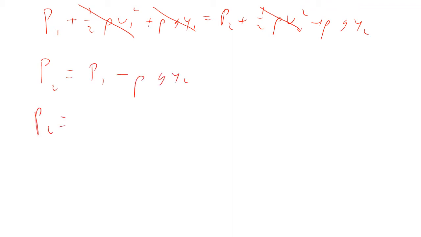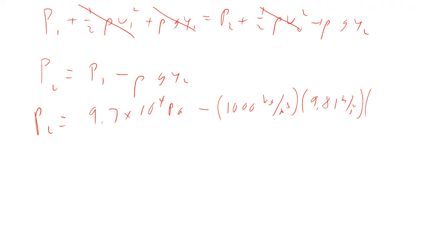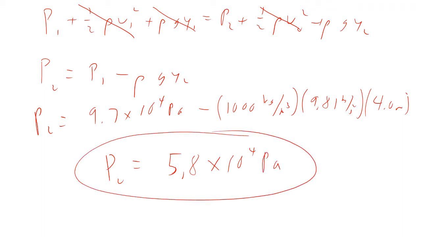So P2 is going to be 9.7 times 10 to the fourth pascals minus density of water, 1,000 kilograms per cubic meter, times 9.81 meters per second squared, times 4 meters. And so P2 is going to be 5.8 times 10 to the fourth pascals. So higher floors in a building, the second floor, are going to have less water pressure than the first floor. Kind of makes sense.